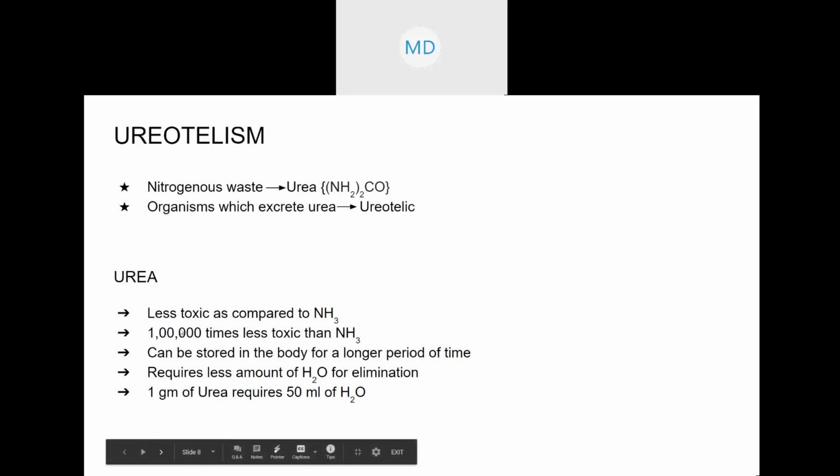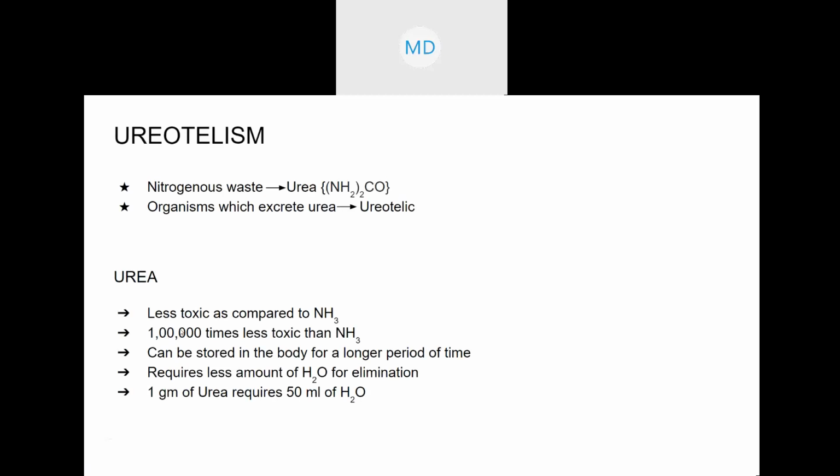So today we will start with ureotelism. The next type of nitrogenous waste is urea. So what is ureotelism? It is the process by which urea is excreted. Today we'll start with ureotelism. The other things we already discussed in the last classes. I took two classes, I guess.